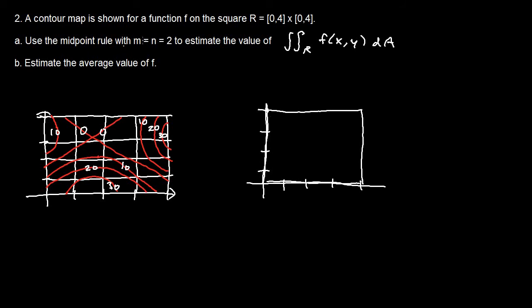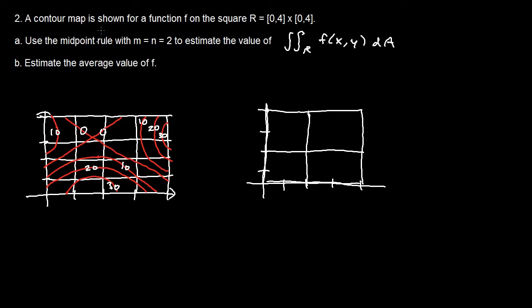Now, it wants us to have both m and n equal to 2. So once again, m is the number of subrectangles in the x direction, so we just need 2 subrectangles. The width of each rectangle is going to be 2 in the x direction, and the same thing in the y direction. The width of each one is going to be 2. So we basically created 4 equal subrectangles.